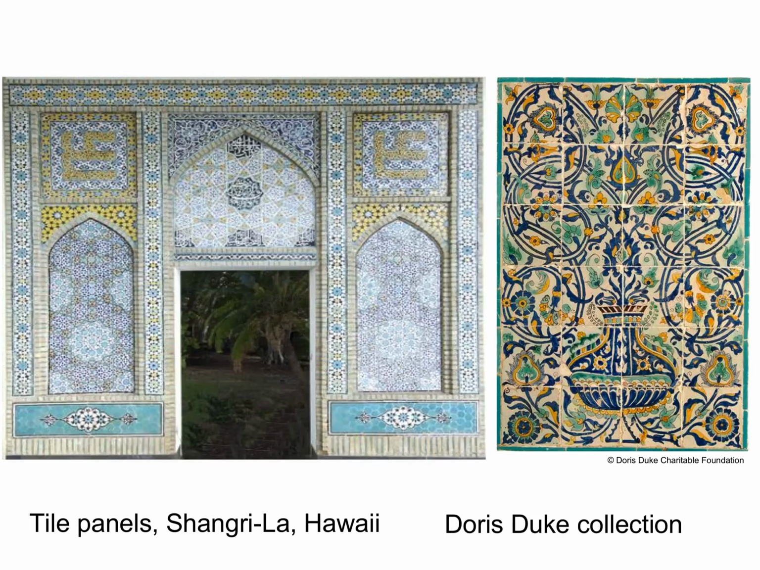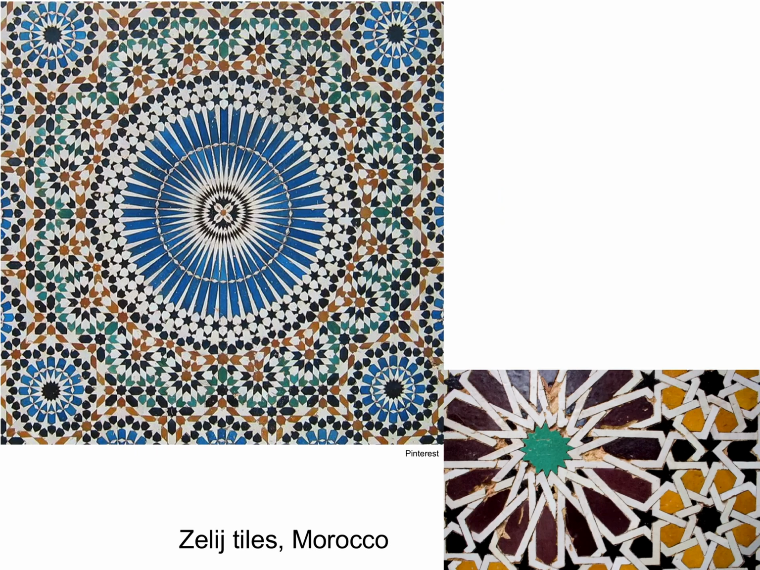Some panels of those kinds of Islamic tiles found in the Doris Duke collection at her house in Hawaii called Shangri-La. So if you go to Oahu and go to Honolulu, make a point of visiting Doris Duke's house at Shangri-La, because it's a wonderful place and it is one of the largest collections of Islamic tiles in America.